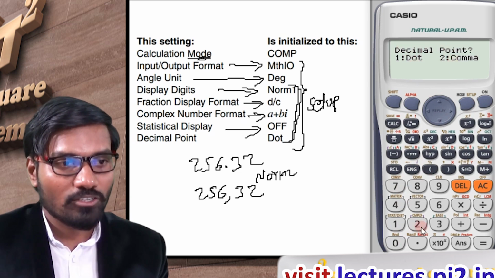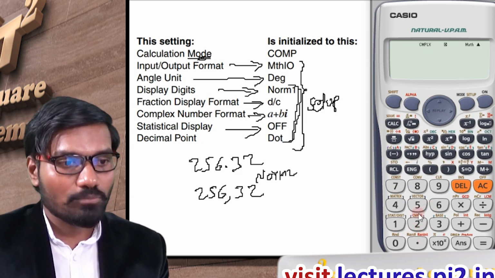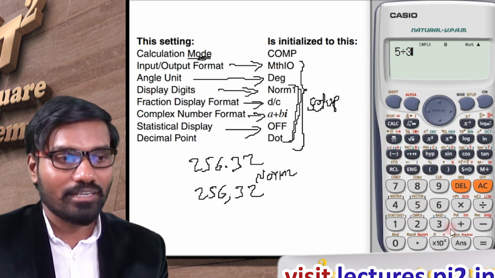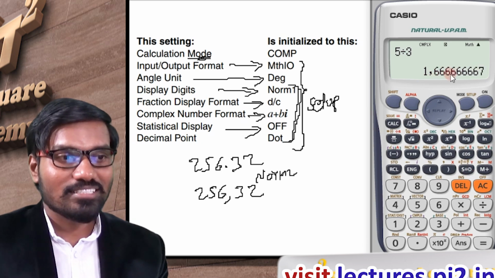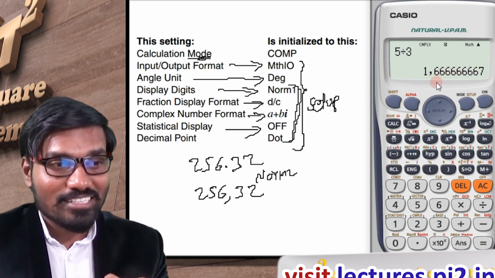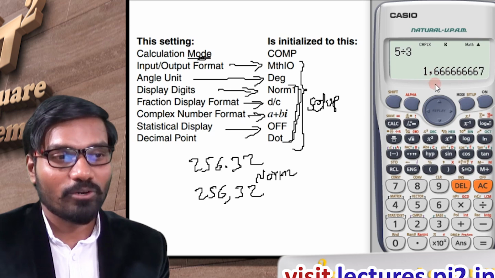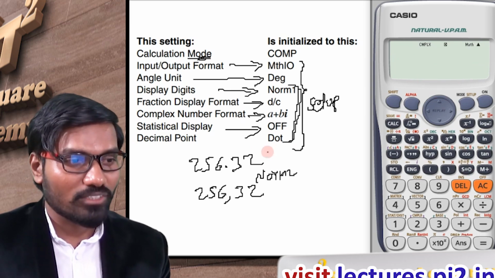If you keep it as comma, then you will get, suppose 5 by 3, if I enter it, 1,6667, not 1.66. Instead of a dot we have a comma over here. Okay, that's about this.